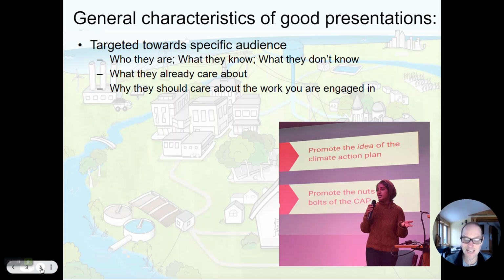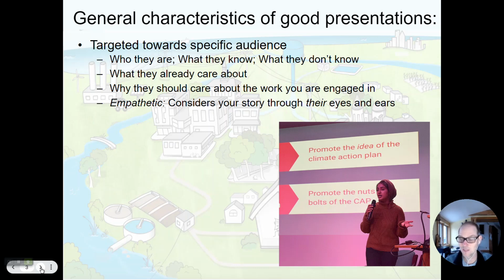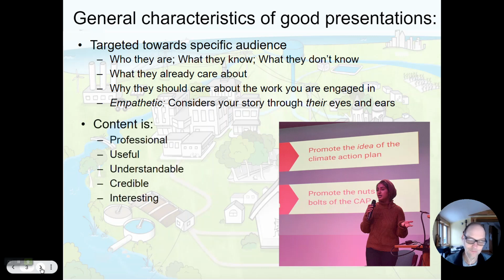And as with any form of communication, empathy is really important. As you work on your presentation, you want to consider your story through the eyes and ears of those who you're going to present it to. So as you create graphics, be thinking about how will my audience interpret these graphics? How will they interpret the way I'm conveying this information? But that's sort of critical.